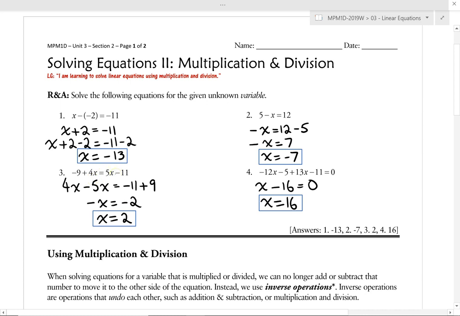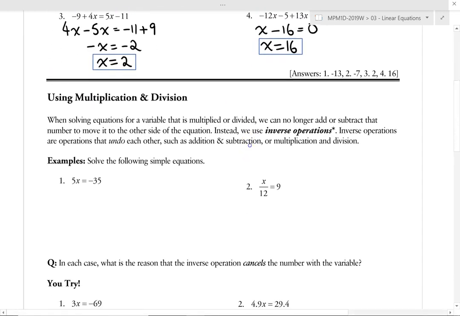So this process of moving terms from one side of the equation to the other is useful whenever we want to collect like terms that are spread out anywhere over the equation, and we can use addition and subtraction for that. However, what do we do if we have something like this?